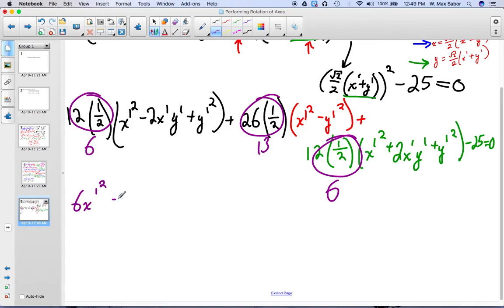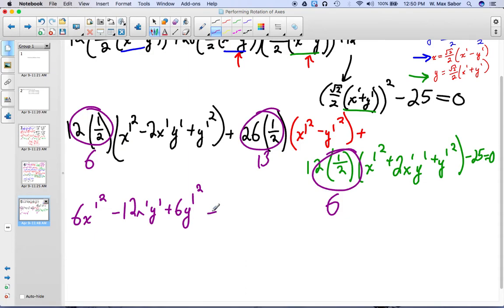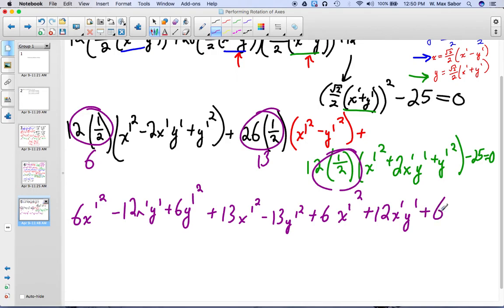6 x prime squared minus 12 x prime y prime plus 6 y prime squared plus 13 x prime squared minus 13 y prime squared. Plus 6 times x prime squared plus 12 times x prime y prime plus 6 times y prime squared equals 25. Now we can look for like terms. We have x prime squared there, there, and there. So that's 6 plus 13 plus 6 is 25. We have y primes there, there, and there. 6 plus 6 minus 13 is -1.